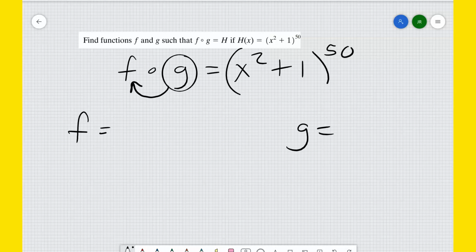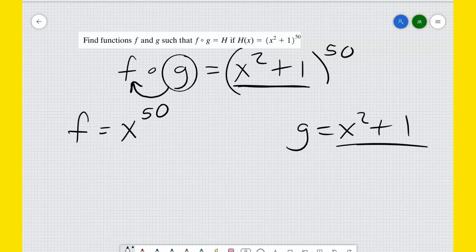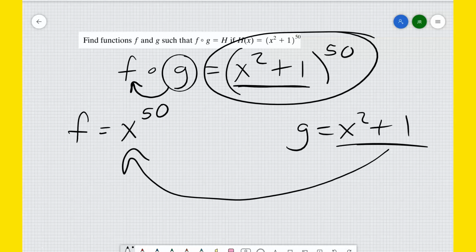So pretty simply, g is just this part right here, x squared plus 1. And f is just going to take that and raise it to the 50th. So f could just be x to the 50th. Because when you take this and plug it in there, you get that, x squared plus 1 to the 50th. Hopefully that made that seem a lot simpler.